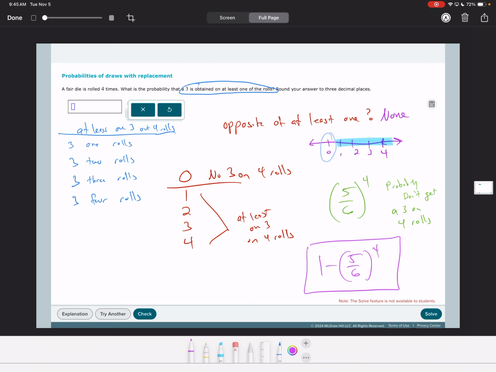So say this is 10%. If there's a 10% chance that I don't get any 3 on all the 4 rolls, then there's a 90% chance that I get at least 1 three.